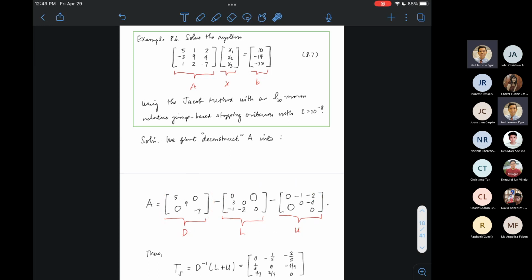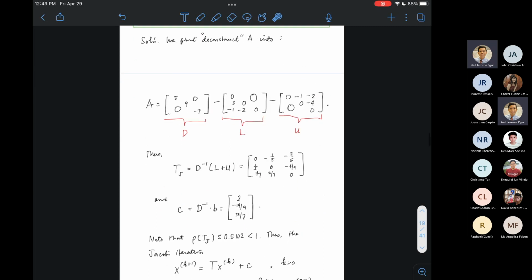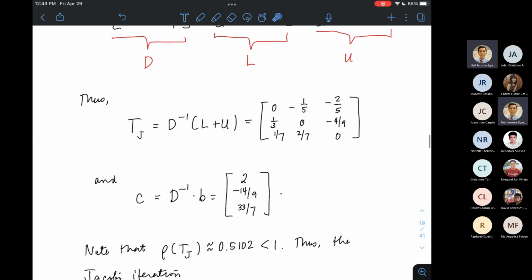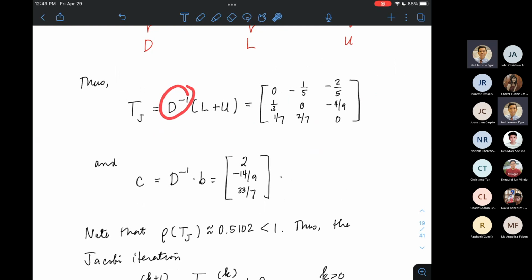So mako-compute natin yung iteration matrix. The iteration matrix again is just M inverse N. M inverse times N. Pa-compute nyo lang yan. Inverse ng diagonal times L plus U. Ito yung makukuha nyo na iteration matrix T. Tapos ang scaling vector natin ay ito. Alright? So I think it's pretty straightforward. So sabihan nyo lang ako kung meron kayong tanong kung paano nakuha yung mga matrices na yan.